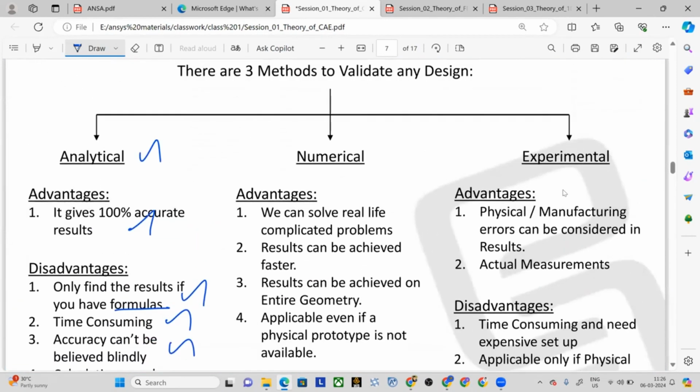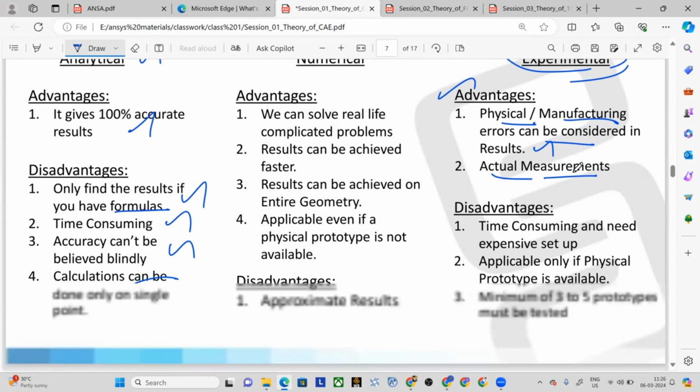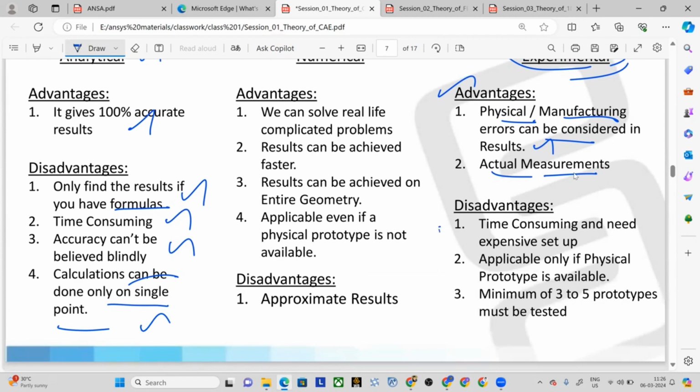Now coming to the experimental method. It has some real-time advantages, because you are considering the physical and manufacturing errors in your results. And it is the actual measurement, since you are physically doing it. The disadvantages of the experimental method: it is time consuming and it needs an expensive setup. The cost generally associated with experimental analysis is huge. And it is applicable only if the physical prototype is available, which means you should have manufactured at least 2 to 3 components or 3 to 5 components. Then only you will be able to test that. So a minimum of 3 to 5 prototypes must be tested.